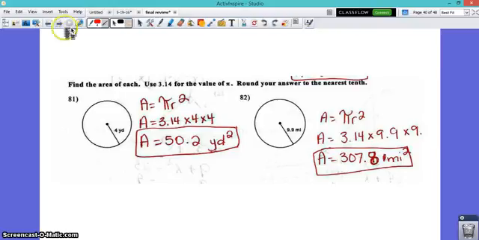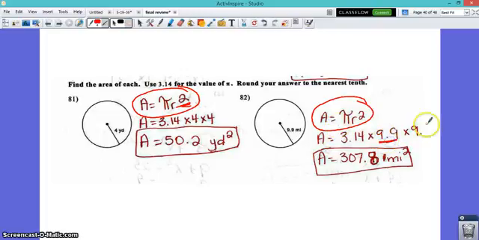Find the area. Again, area of a circle is pi r squared. So all you're going to do is just make sure that you have the radius here. If they had given you the diameter, you would have divided by 2, and it's simply 3.14. What's the radius? 4 times 4, because it's squared. This is 9.9 times 9.9. And then I rounded to the 10th. Okay, so pi r squared.